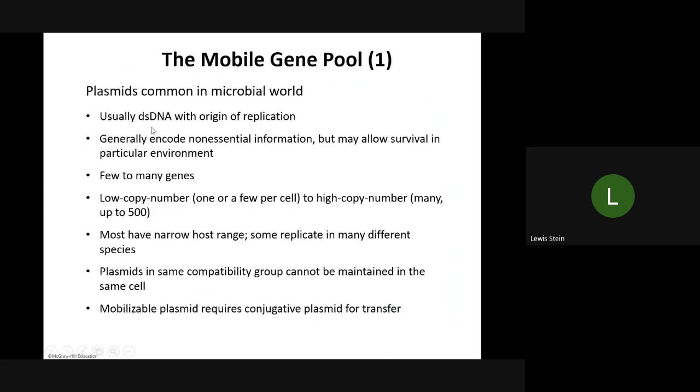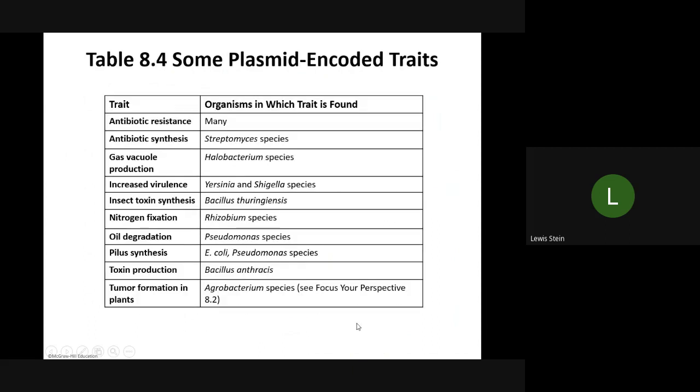And so plasmids are double-stranded DNA with an origin of replication, common, non-essential, but they allow survival. Typically just a handful of genes are there, but there can be more. They have a relatively narrow host range, and again, range applies to what it can contact and transfer the material to. Okay. And then a mobile plasmid requires a conjugative plasmid, the F plasmid, to be able to move along and do all those types of things.